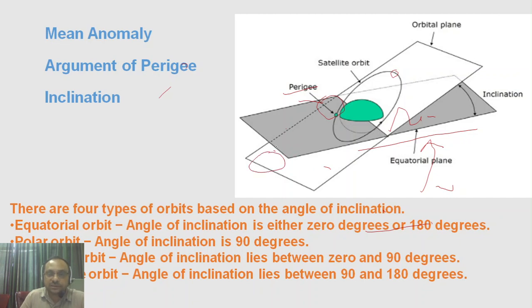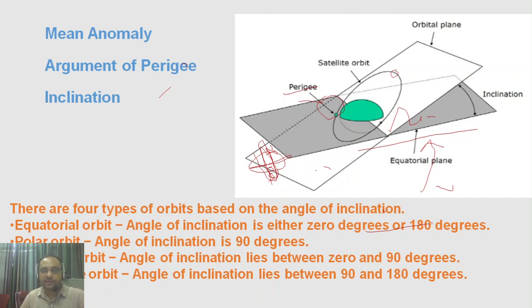This is the Earth. These are the pole. This is the North Pole. This is the South Pole. This is the equatorial plane. So what is the inclination angle at 90 degree? This is this one, this plane. So this plane where inclination is 90 degree, this orbit is called polar orbit. Okay. Now prograde orbit, where angle of inclination lies between 0 and 90 degree.